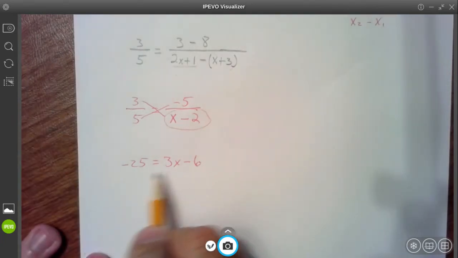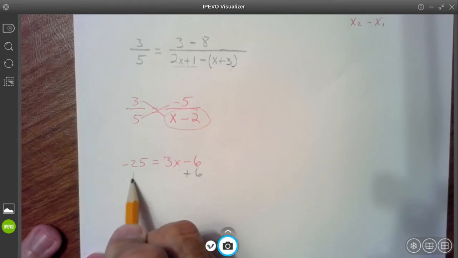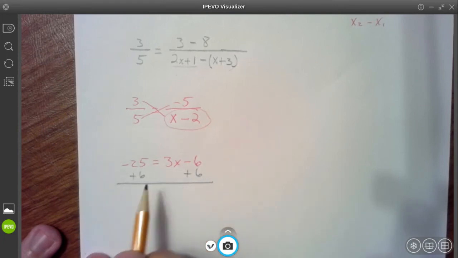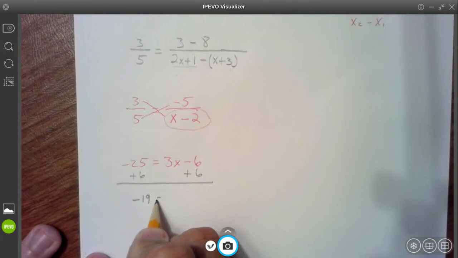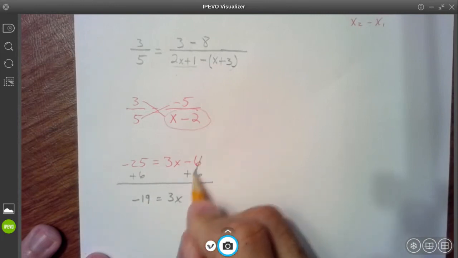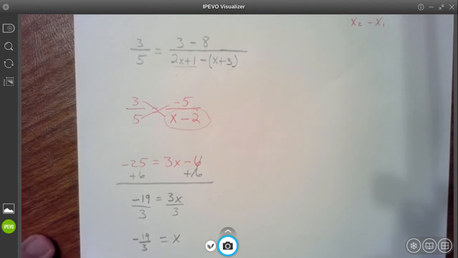All right, I just have to move my 6 over to the other side. Plus 6, plus 6. Negative 25 plus 6, that's negative 19. Those canceled. And then divide by 3. All right, so that would be my answer right there. So x equals negative 19 thirds.